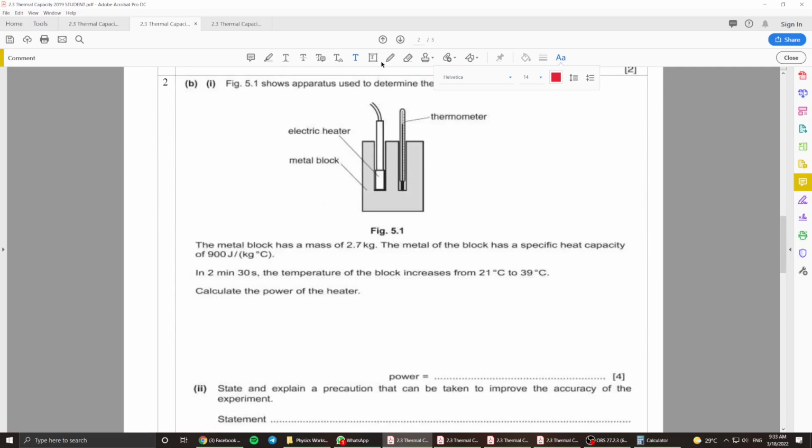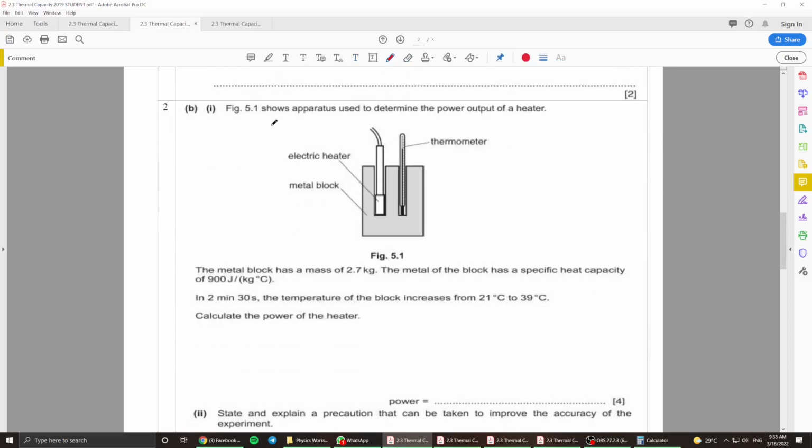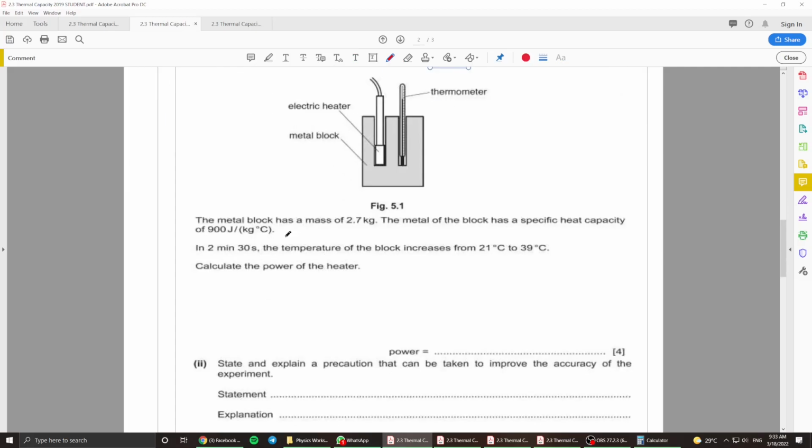And looking at this next question here, what do they want from you? Figure 5.1 shows apparatus used to determine the power output of the heater. The metal block has a mass of this amount. You have a specific heat capacity of this amount. The time is 2 minutes and 30 seconds, which is going to be 150 seconds here. The temperature changes from this to this amount, which is going to be 18 degrees Celsius here.